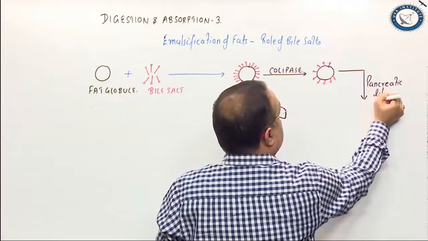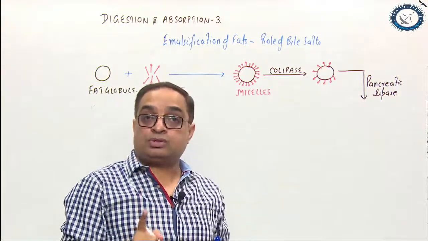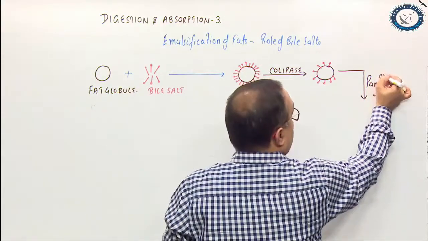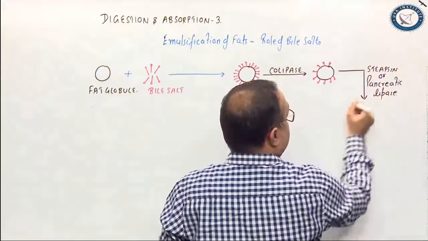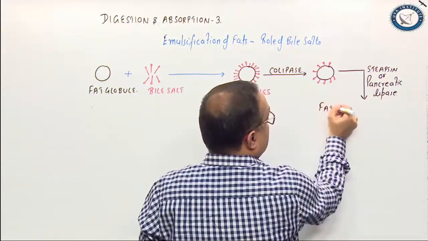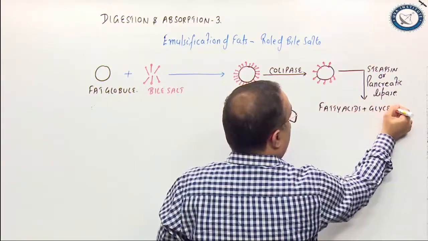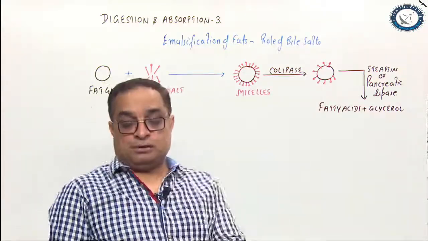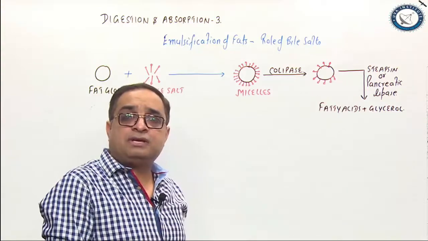This enzyme is pancreatic lipase. Please remember, it is the most important fat digesting enzyme. It is also called steapsin. This breaks it into fatty acids and glycerol, right? So, these are the end products of fat digestion. Let me explain again. We are discussing emulsification of fats.